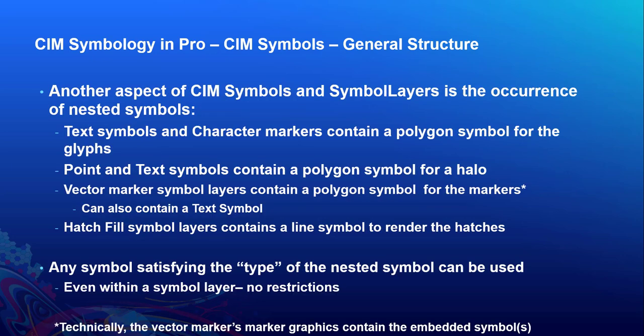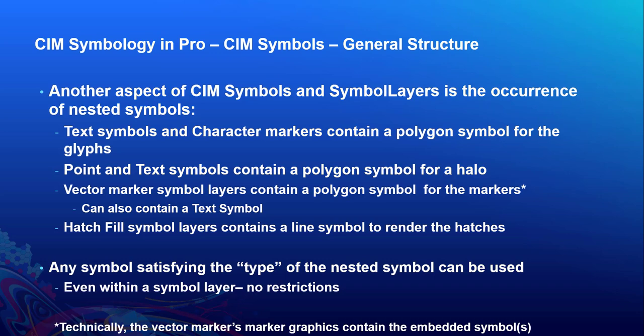So when we talk about the general structure, another aspect to be aware of is that CIM symbols and symbol layers contain what I've termed nested symbols. That means that within their internal structure, they actually contain individual symbol properties. For example, text symbols and character markers contain an internal polygon symbol that they use to render the glyphs. Point and text symbols contain a polygon symbol to be used to render a halo. Vector marker symbol layers, deep in their internals, have a polygon symbol that they use to render the markers.